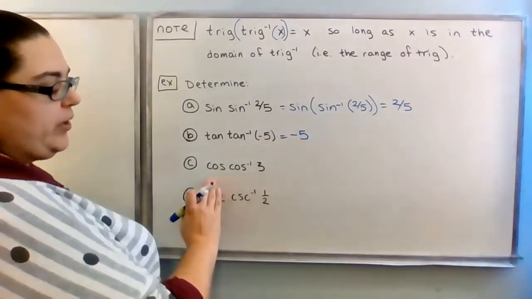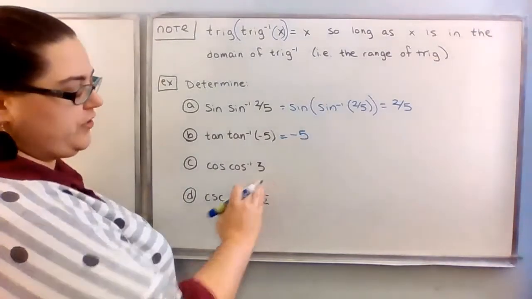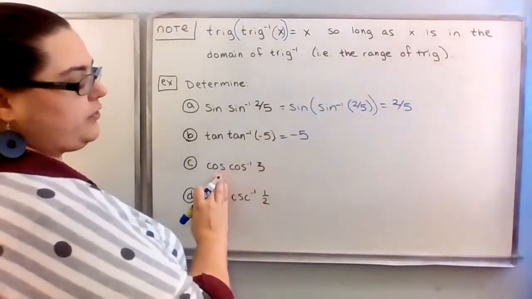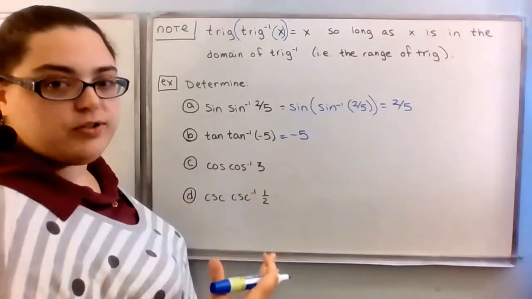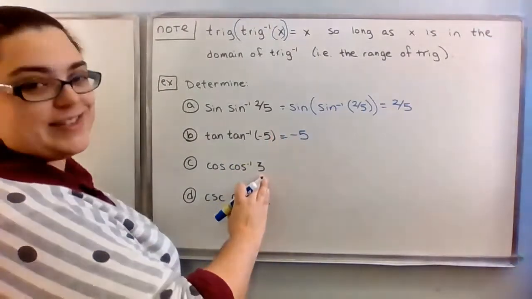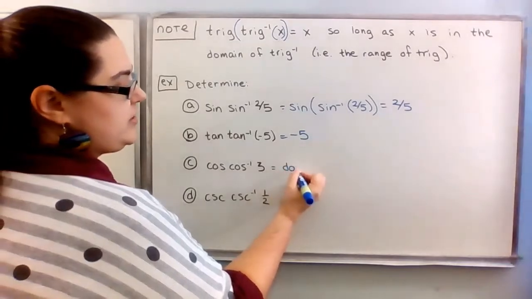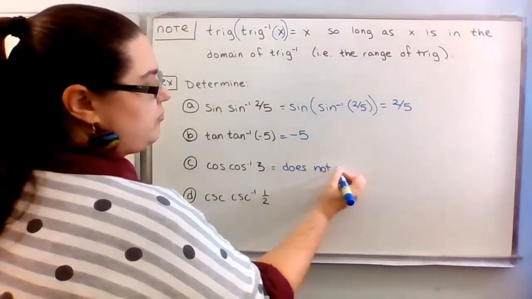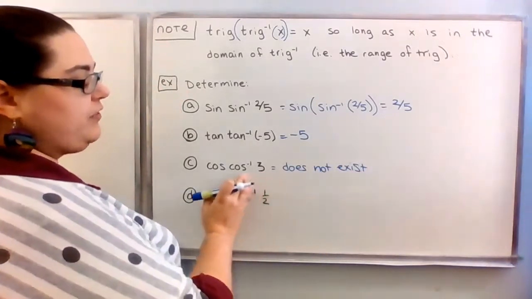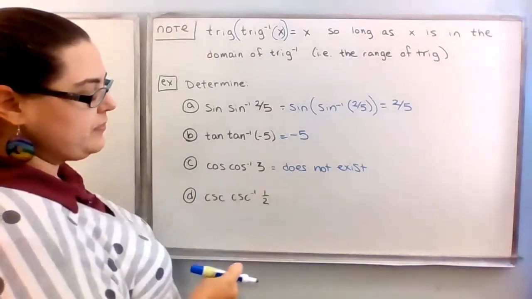For this third example, we have cosine of inverse cosine of 3. Because our trig function here is cosine, we want to be thinking about the range of cosine. Cosine goes from -1 to +1, and 3 is not in that range. So this expression does not exist, because you can't find inverse cosine of 3. It's a nonsense expression.